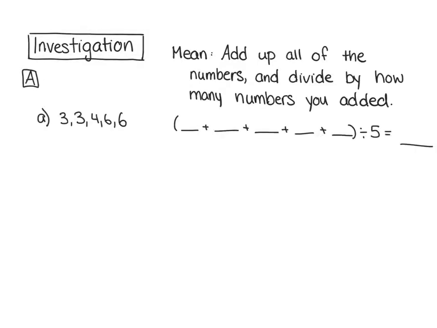The first step in calculating the mean is to look at your data set, so the list of numbers, so here it's 3, 3, 4, 6, 6, and add them all together. So that is what would go in the blanks here. So remember, we have brackets going around our addition. So if we think of order of operations, brackets has to come first. So we need to start by adding all of these together. So 3 plus 3 is 6, plus 4 is 10, plus 6 is 16, plus 6 is 22.